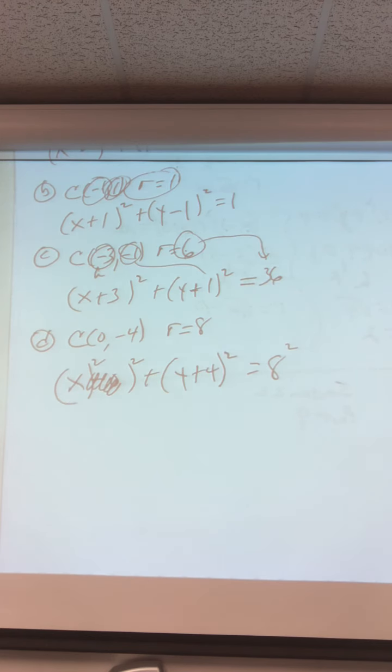If I give you, I think I said that backwards. Let me say that one more time. If I give you the equation, you should be able to state the center and radius. And then if I give you the center and radius, you should be able to write out the equation. So you need to be able to go both ways.